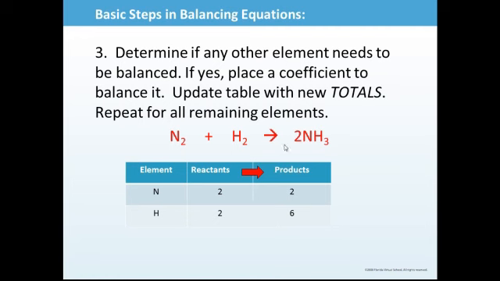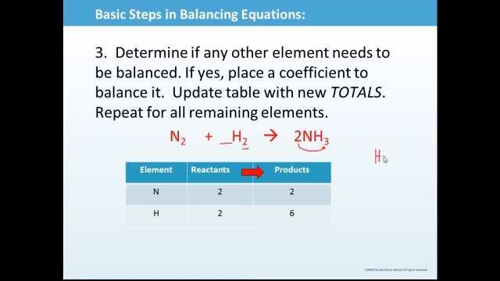Looking at this equation, I see that I now have a total of 6 hydrogens on the right side, and I have 2 on the left side. Remember, the only thing you can do when you're balancing equations is to put a big number out front of the chemical. What number can I put in front of H2 on the left side so that the total is 6?